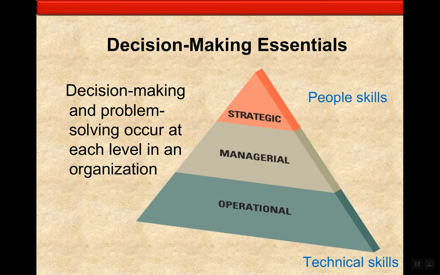So decision making, the essentials of it. Basically, decisions occur everywhere in an organization, whether you're at the top of the organization or at the bottom of the organization. Each of these decisions has different characteristics depending upon where you're at.